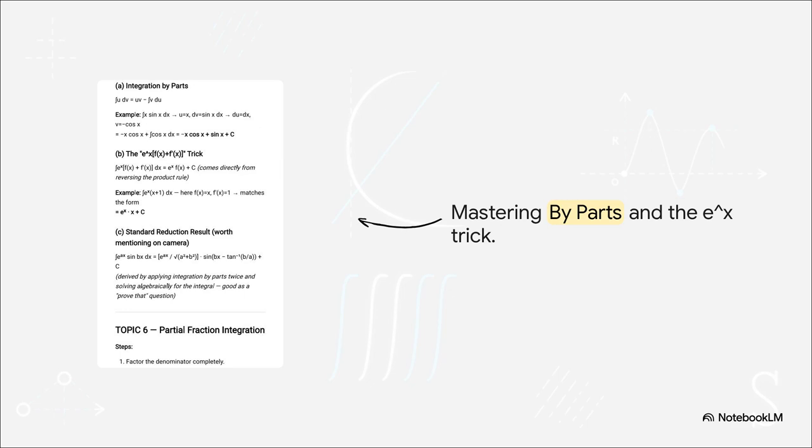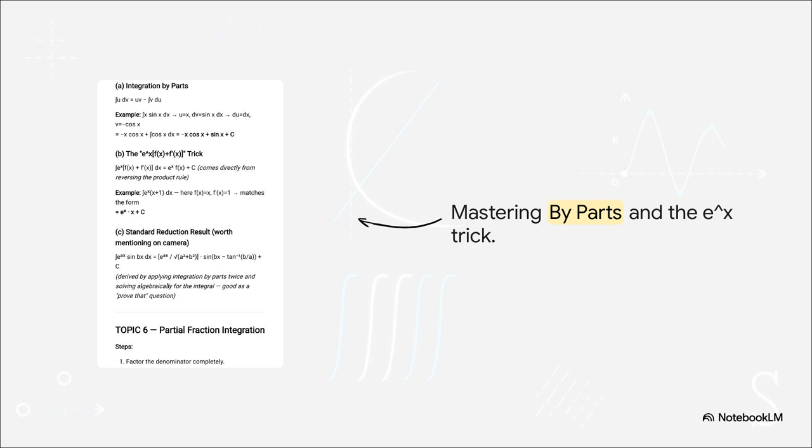First, integration by parts for x sine x. We set u equal to x and dv equal to sine x dx. Applying the formula u times v minus the integral of v du, we get negative x cosine x plus sine x plus c. Then there is a massive time saver you need to know, the e to the x trick.